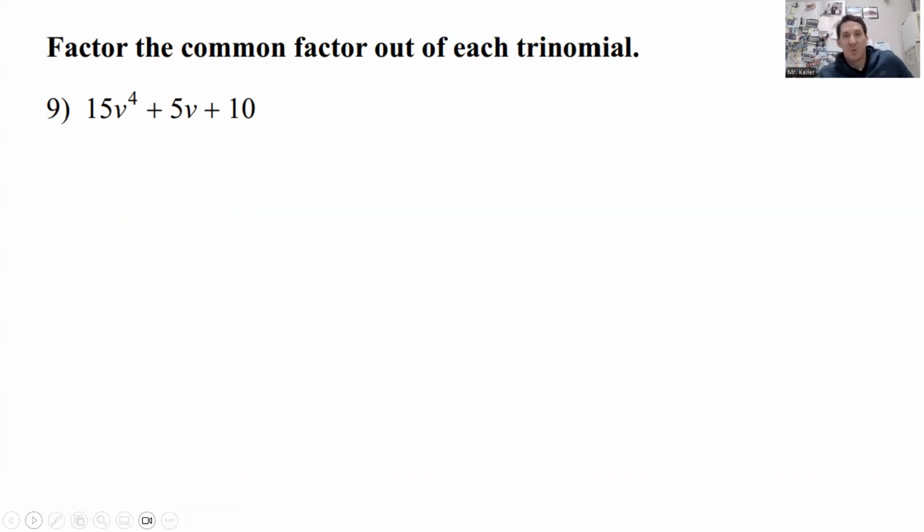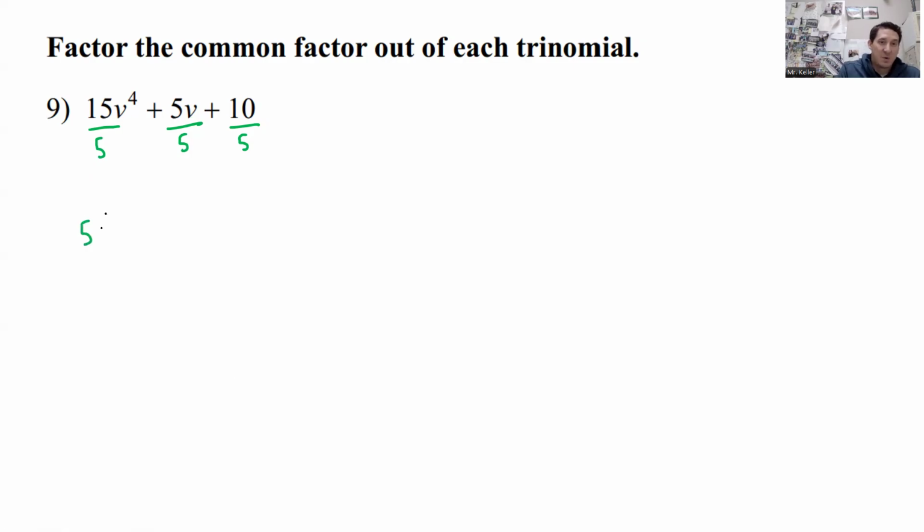Now doing the same thing with trinomials. With trinomials, we're going to look at each term. What is the largest number that divides 15, 5, and 10? That's going to be 5. So we're going to divide all three terms by 5. Then I'm going to look at the variables: v to the 4th, v, no v. Since the 10 doesn't have a v, they don't have any v's in common, so I can't divide by a v. So the GCF, the greatest common factor, is just 5.